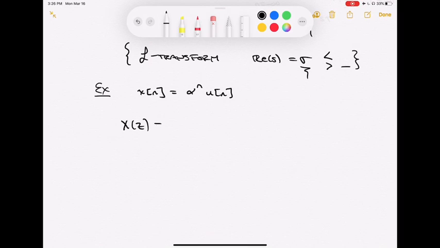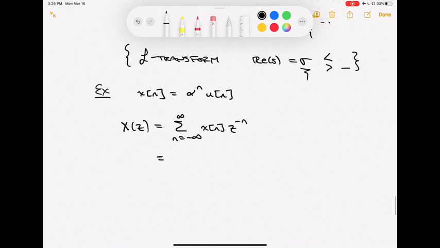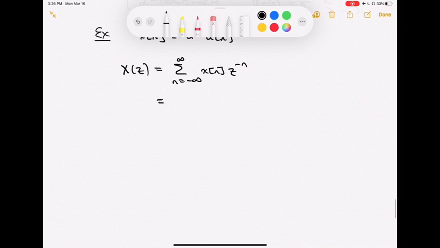That X of z is going to be a summation. We know that's summing from minus infinity to infinity of my signal x of n, and I'm going to have that z to the minus n weight in there. Once I use the fact that this guy is causal, my sum limits are going to go from n equals 0 to infinity, and over that range I've just got that alpha to the n, and I have a z to the minus n, which is then going to be what?